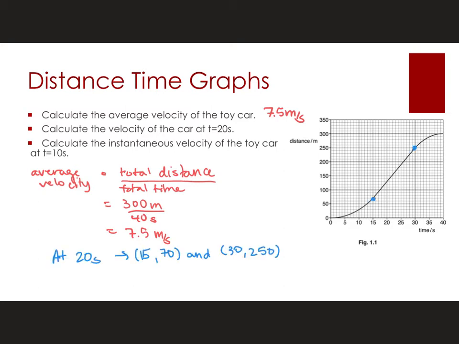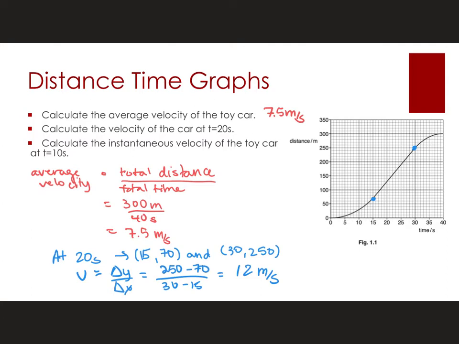Now you take a look. I've chosen the points (15, 70) and (30, 250). They're still part of the straight line segment, but any farther and I would start to get into the curve section. They're also fairly easy to read. So if I want my velocity, I need to calculate my gradient. So on the top, the change in y over the change in x. 250 minus 70 divided by 30 minus 15. Put that in your calculator and you're going to get 12 meters per second.